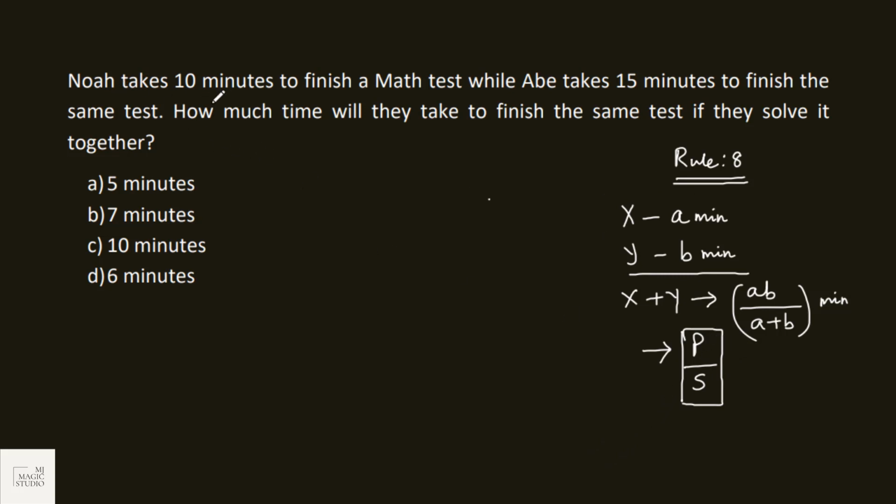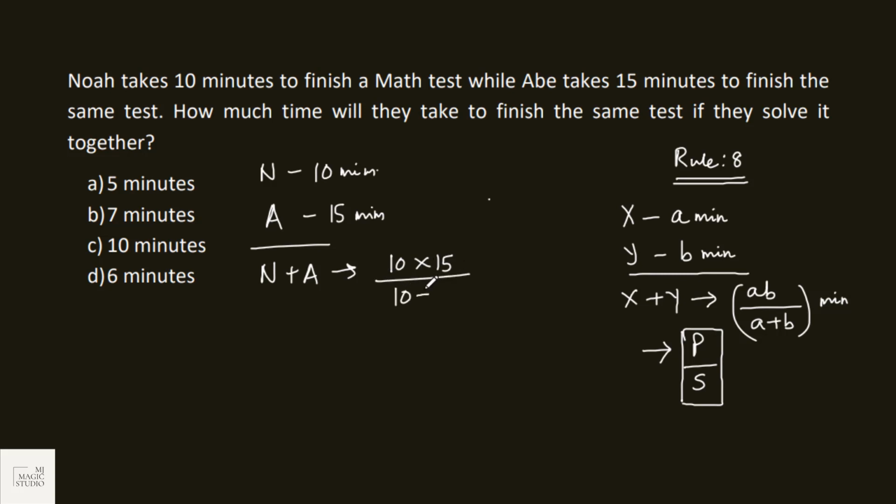Noha takes 10 minutes to finish a math test, while Abe takes 15 minutes to finish the same test. How much time will they take to finish the same test if they solve it together? So if these two are solving together, we know the drill. It is product by sum. Sum is 10 plus 15, that is 25. 5, 2, 5, and then this is 3. This will give us 6 minutes. If both are working together, they would be able to complete this test in 6 minutes.